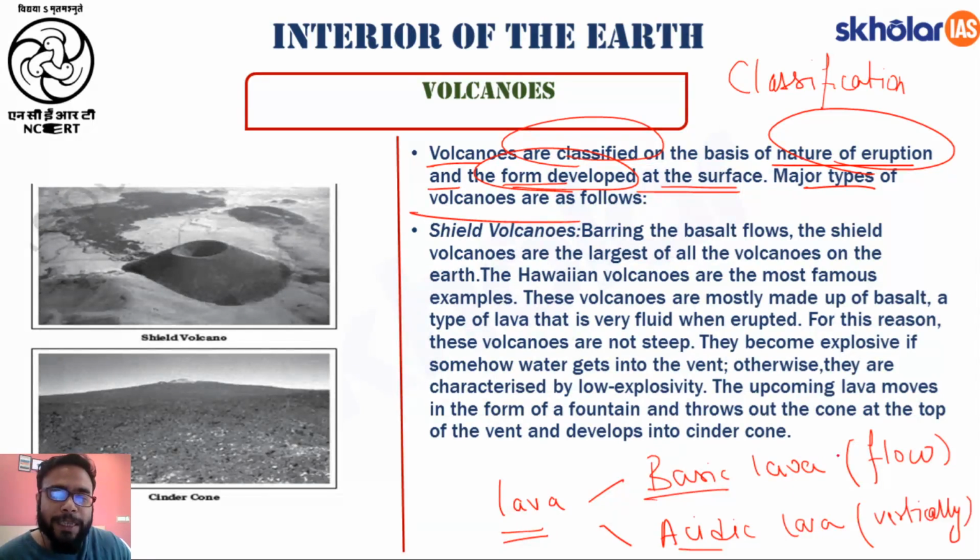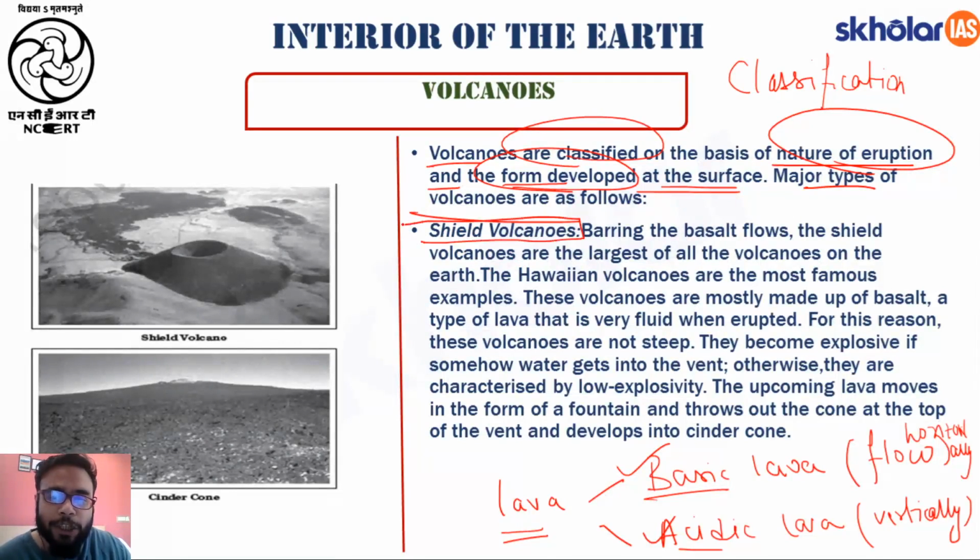Okay, so your basic lava will flow horizontally, but acidic lava, since its viscosity is very, very high, usually does not flow horizontally. It piles up because the friction is very, very high, and as it piles up we get steep structures. So this difference you have to understand between basic lava and your acidic lava. Fine. Depending upon the different types of landforms that we have, the first type of classification that we see is called shield volcanoes.